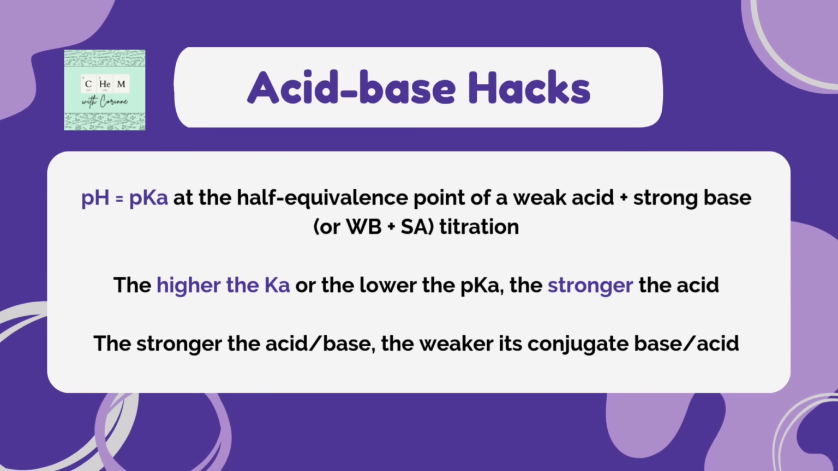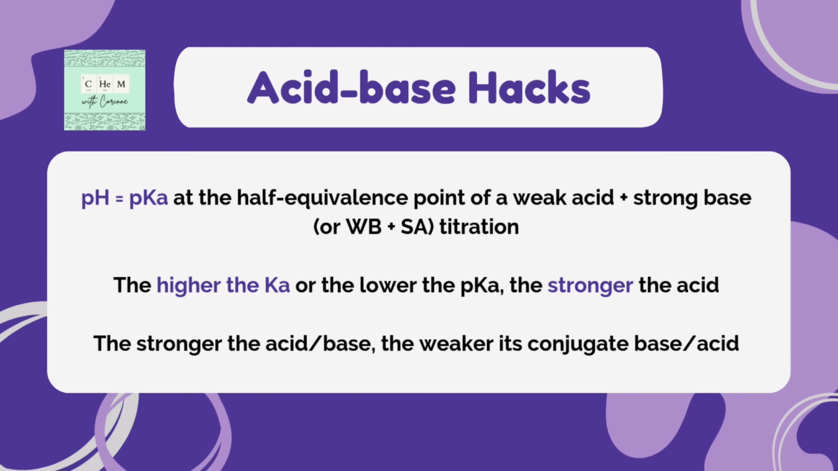The first one is you want to remember the pH is equal to the pKa at the half equivalence point of a weak acid strong base titration. So what that means is that at that point in the Henderson-Hasselbalch equation, your concentration of weak acid and its conjugate base are equal. So therefore the pH is equal to the pKa. College Board loves to ask about this.